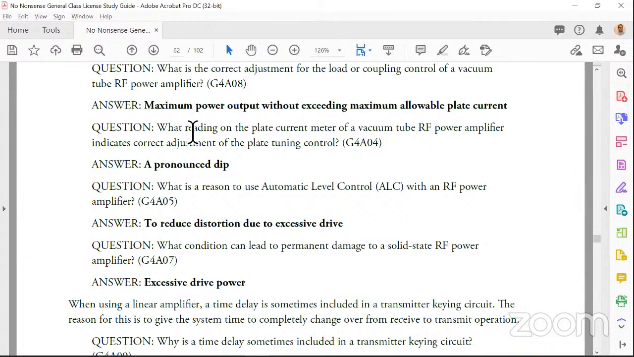And they're asking us what reading on the plate current meter. So remember we showed last session in the slide deck the plate current meter, what it looks like, a little gauge. All right, what indicates the correct adjustment? How do you know that you have that plate tuning control properly set? Remember we showed a knob called the plate control or plate tuning control. How do you know you have that correctly set? Is it by VAPS, as we say? Or do you just turn it and hope for the best?